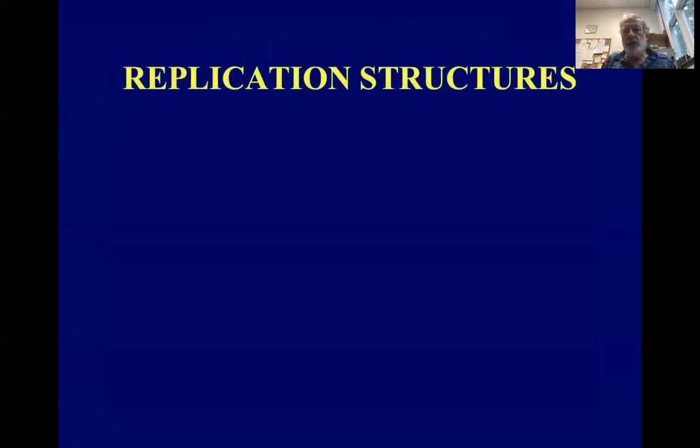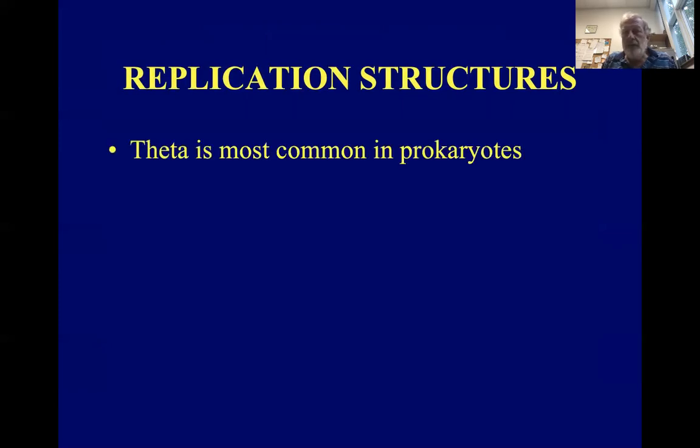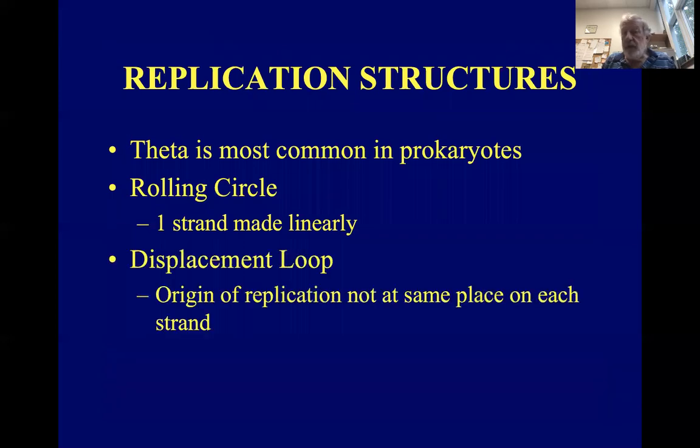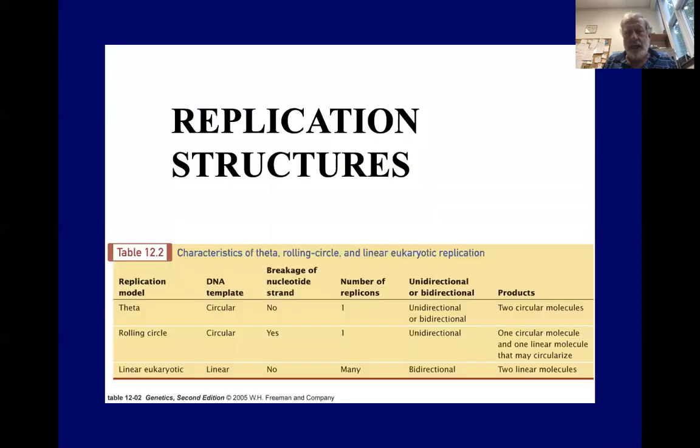On to different structures that DNA molecules make while they're replicating. The most common one in prokaryotes is the theta structure. Sometimes there's a rolling circle, where one strand is replicated linearly and one circularly. There's a displacement loop, where you have the origin of replication in two different spots on the two DNA strands. And then for us eukaryotes, it's linear. So there are these four different DNA structures made during replication. We've already discussed theta, and we'll discuss the other three now.